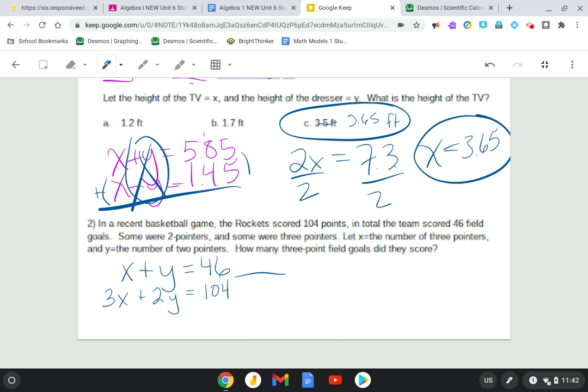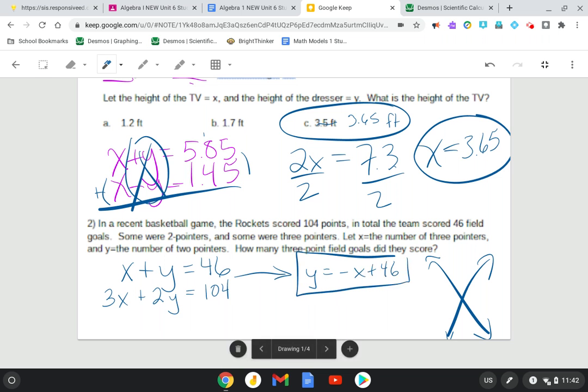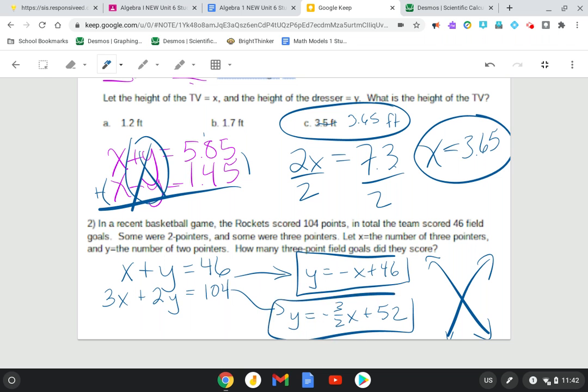So what you need to do then is put these in y equals mx plus b form, and then find the intersection of the two. So I'll tell you right now, the y equals form of the first equation is y equals negative x plus 46. Again, I'm not doing anything different than what we did in the previous lesson. And the y equals mx plus b form of the second one is negative 3 over 2x plus 52. So I can graph those two and find the intersection point.